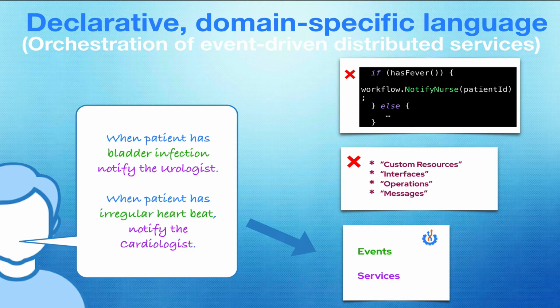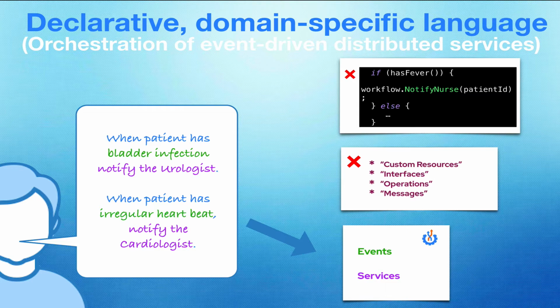As an example, on the left-hand side, we have two simple requirements written in natural language. When a patient has a bladder infection, for example, we want to notify a urologist. And similarly, if a patient has irregular heartbeat, we want to notify a cardiologist. On the right-hand side, we see that Serverless Workflow does not express these types of requirements as if-else statements or using code. Neither does it express them using terminology that does not fit its domain.